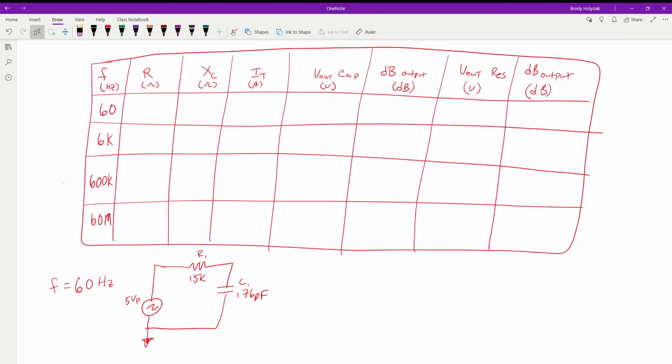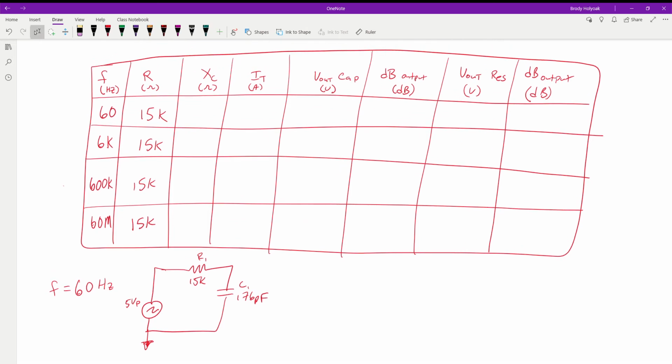Now, is a resistor affected by current at all, or by the frequency at all? No, it is not. So the nice thing here is the resistance is going to stay the same for every single circuit. So we can just fill that in now since nothing's going to change. So now that we have that value, let's continue on with our 60 hertz.